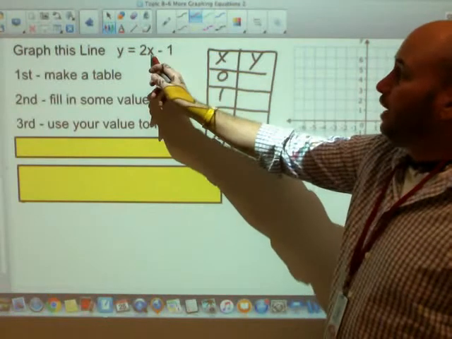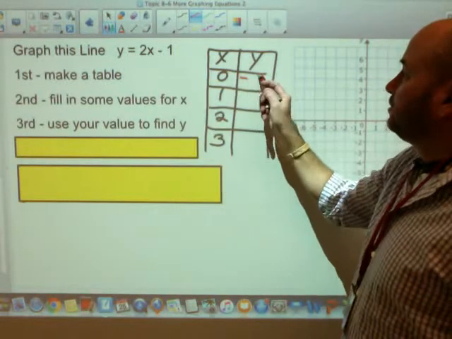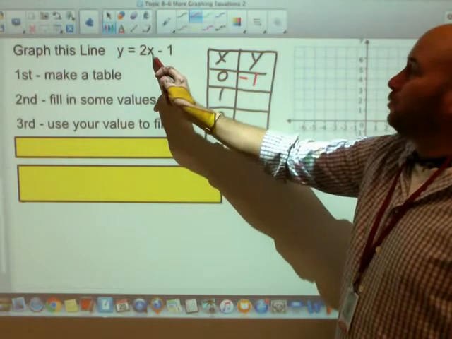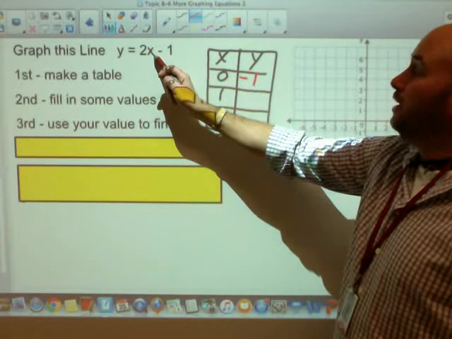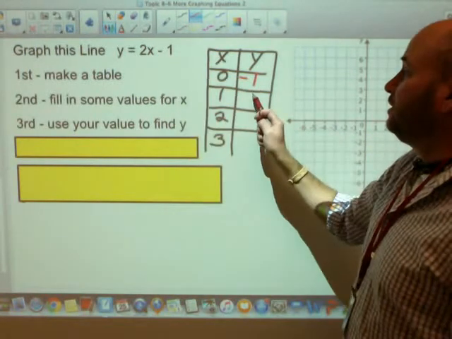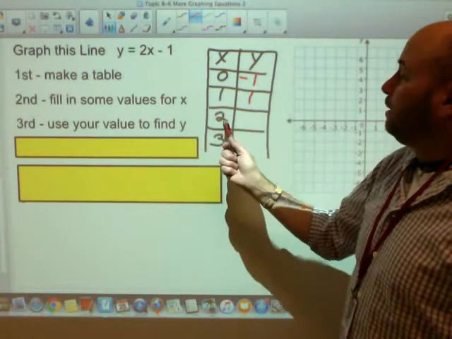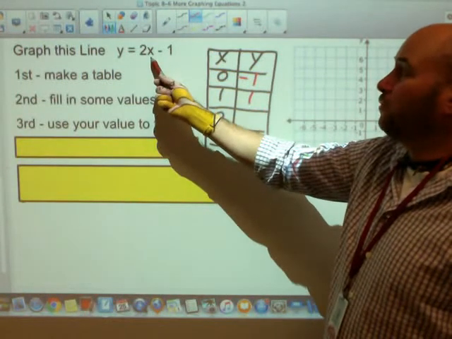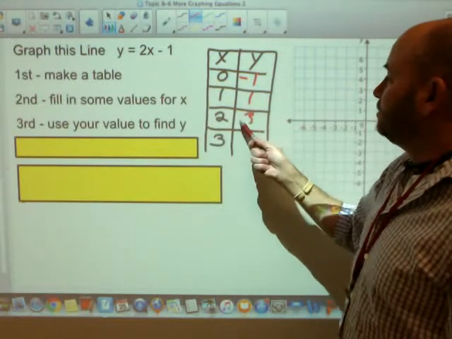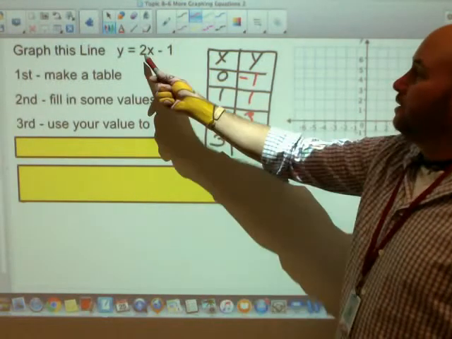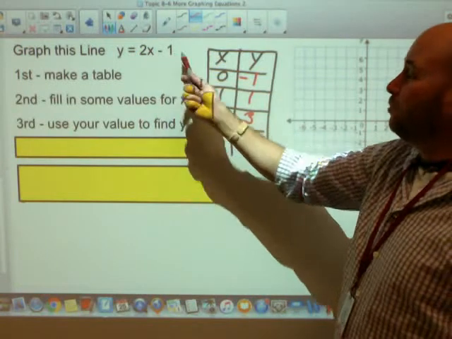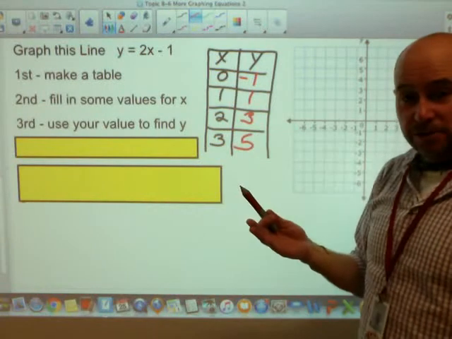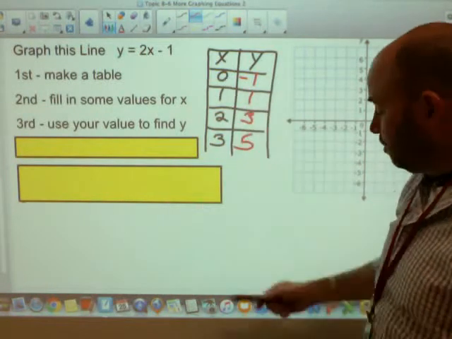For 0, 2 times 0 minus 1 gives me a negative 1. For 1, 2 times 1 is 2, minus 1 is a positive 1. Plug 2 in for the x value. 2 times 2 is 4, minus 1 is 3. For 3, 2 times 3 is 6, minus 1 is 5. Got it? So now we have the points on our table, and we can turn those into coordinates.